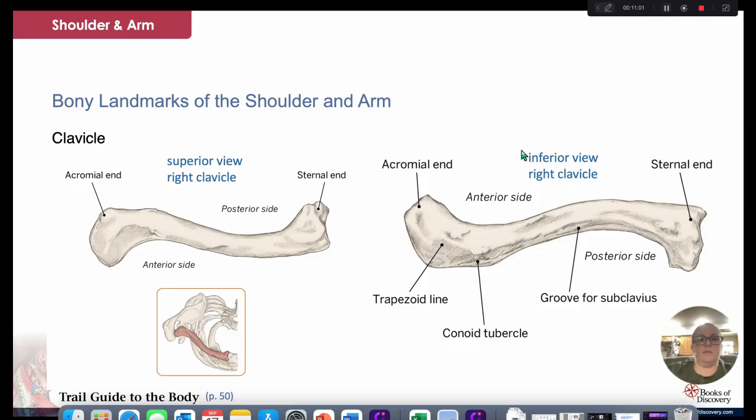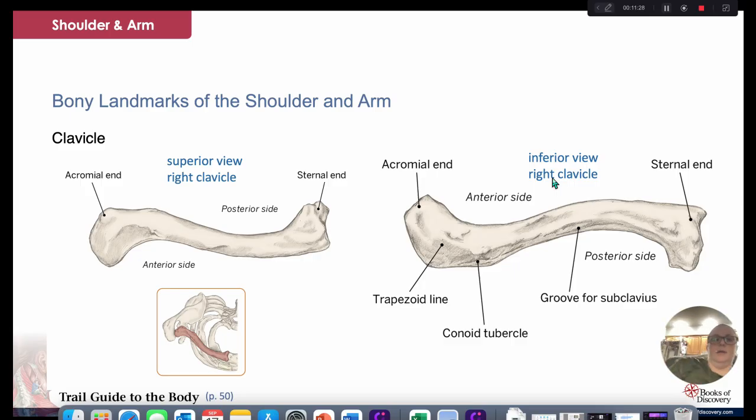All right, bony landmarks of the shoulder and arm. Let's talk about the clavicle. So we're looking at the superior view of the right clavicle. This would be as if I were looking down upon you at the top. This picture here is the inferior view. That's if I were laying on the floor looking up at the bottom part of your clavicle. So that's what that means with the views.